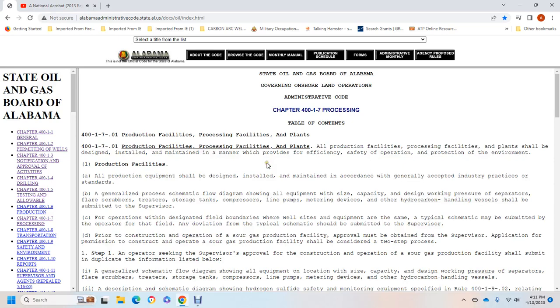Alright, Alabama State Oil and Gas Board, Alabama Administrative Code governing onshore operations, Chapter 401.7 Processing, Table of Contents. 401.701 Production Facility and Processing Facility Plant. Production facility, processing facility plant.